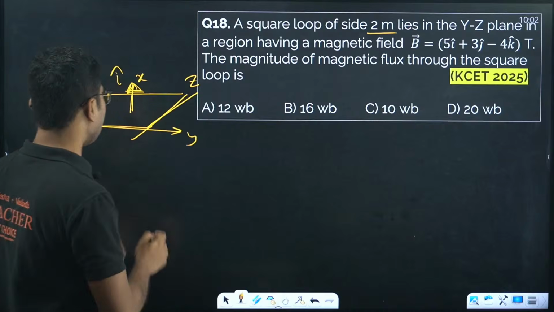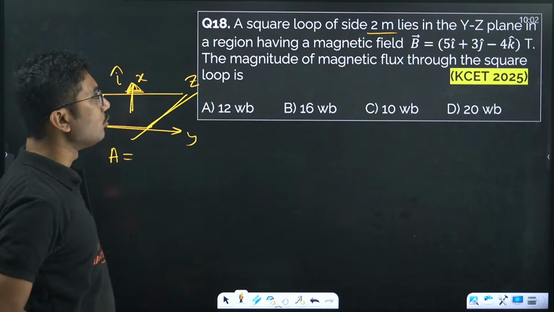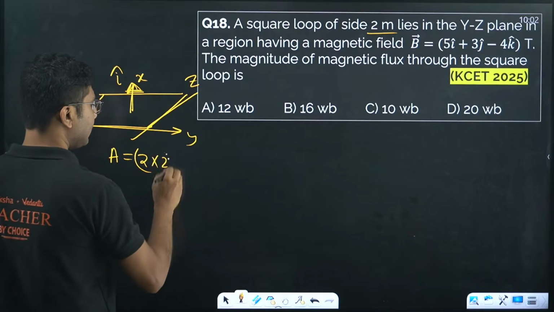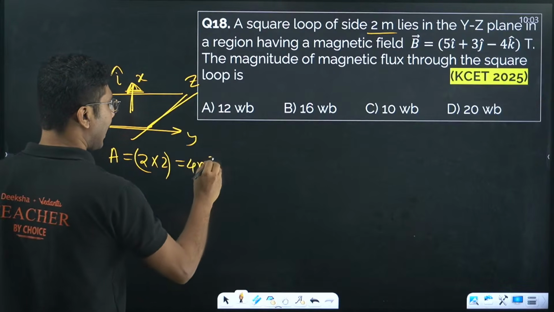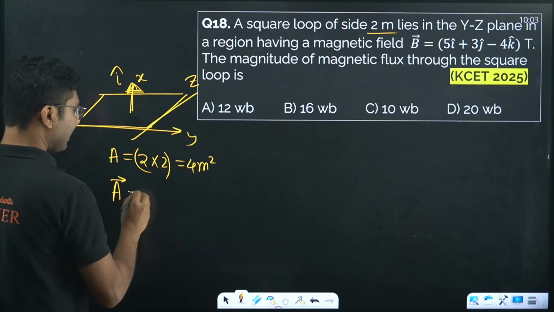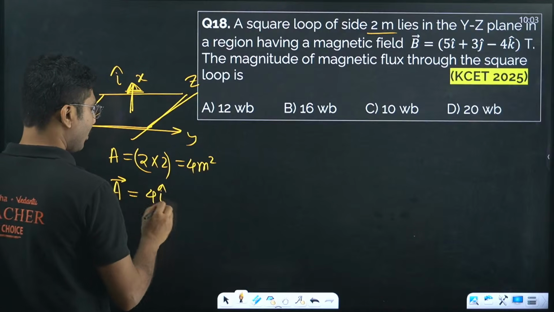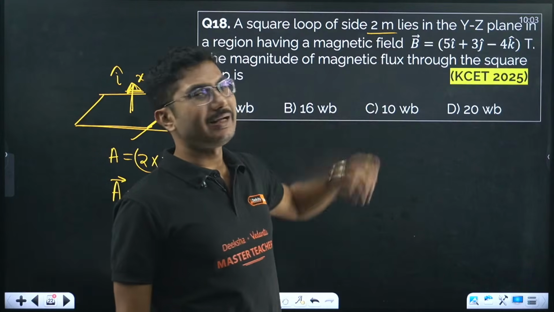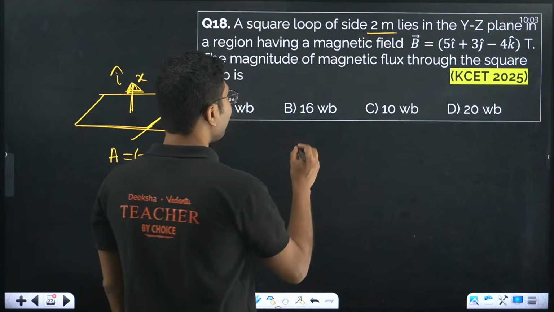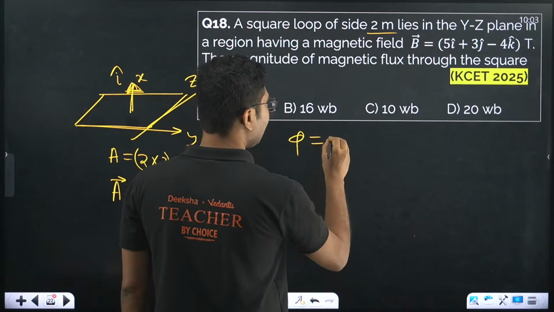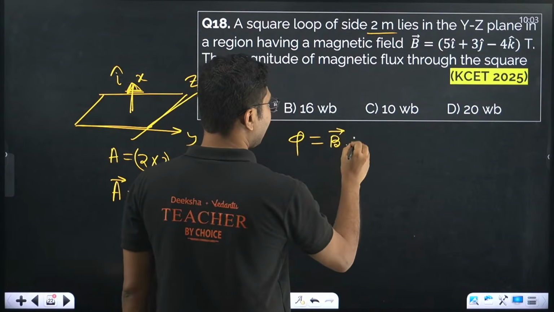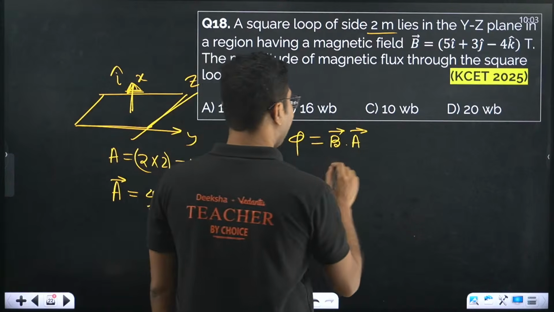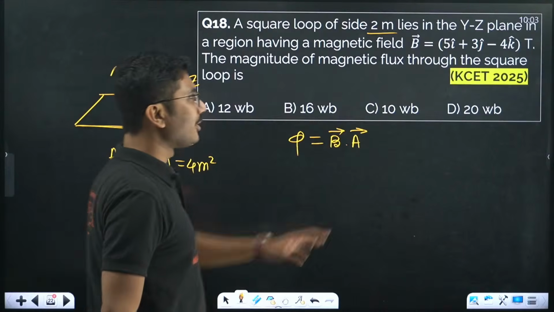Now what is the area? The area of a square loop of side 2 meter is 2 into 2, that is 4 meter square. And what is the area vector? The area vector will be 4i cap meter square. Why are we finding the area vector? Because the magnetic field is given in vector form, and we know that magnetic flux is B dot A. B is given, and A we know is along i cap.